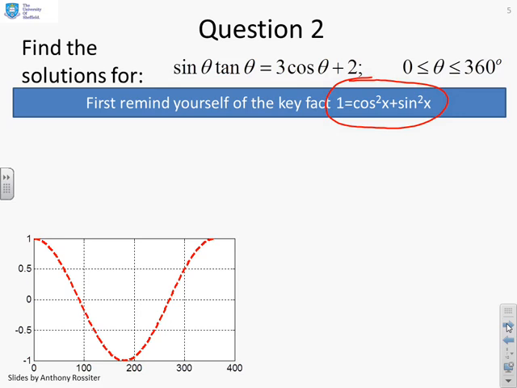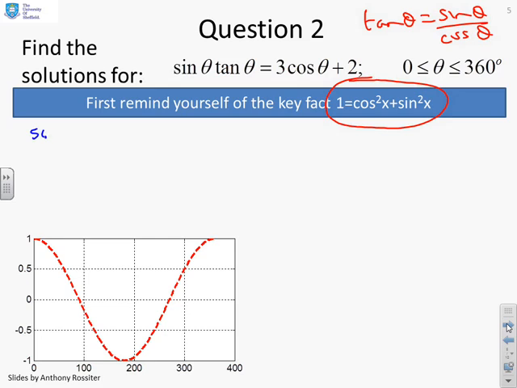1 equals cos squared x plus sine squared x. Obviously here I'm going to use theta. So what I'm going to do is start by doing that. But before I do that, I'm going to remember, I don't know if you remember this, that tan theta equals sine theta over cos theta. So first of all I'll get rid of the tan. So let's do that first.